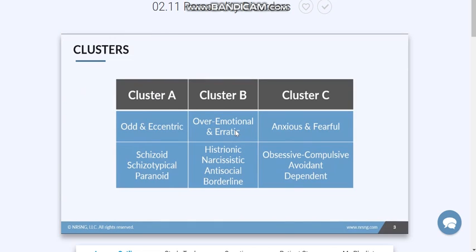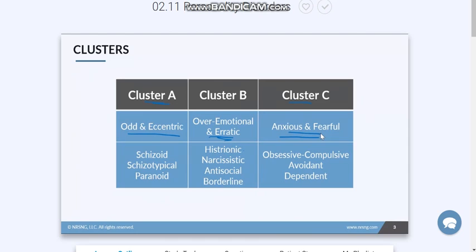So there's 3 clusters of personality disorders. Cluster A is odd and eccentric. So that includes schizoid, schizotypical, and paranoid. Cluster B is over-emotional and erratic. So histrionic, narcissistic, antisocial, and borderline. And cluster C is anxious and fearful. So we see obsessive compulsive, avoidant, and dependent personality disorders.